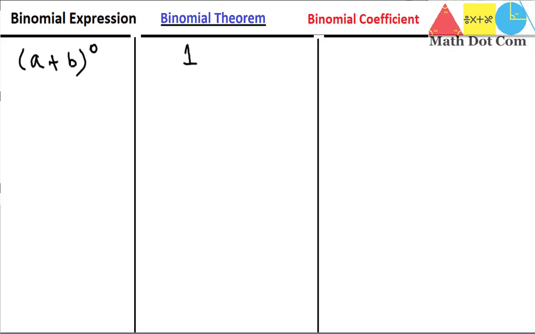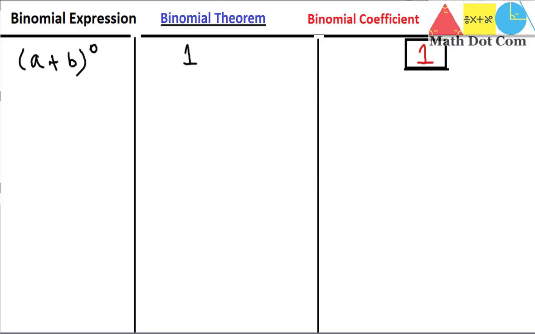In the Pascal's triangle we always have 1 at the top. So this will be the start of the Pascal's triangle, where we will have 1 at the very top. So I'll write 1 here. The binomial coefficient will be 1 if the power of the binomial expression is 0.